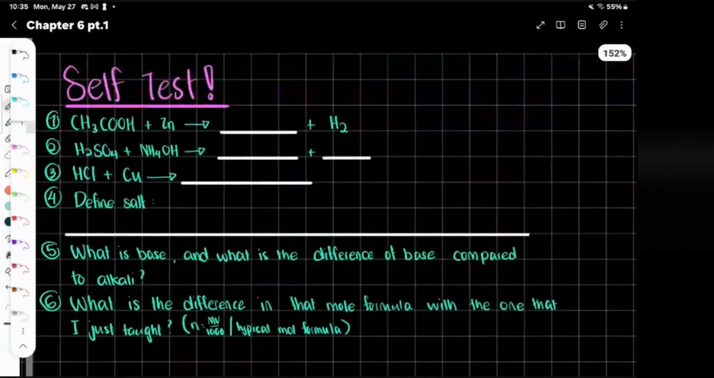So now self-test before we end this short class. Unless you want to continue, right? But my throat, I don't think I can handle it for now. So the self-test.